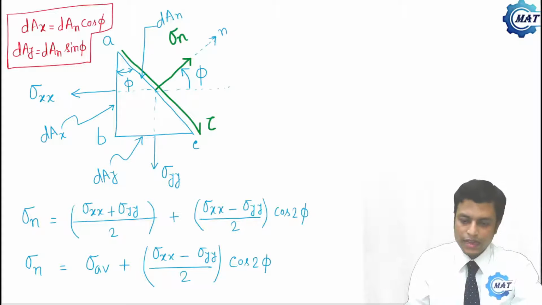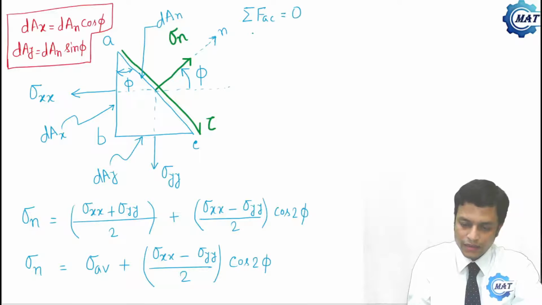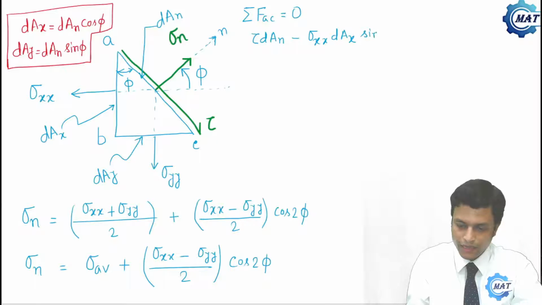Now let me calculate tau. To calculate tau, what will we apply? That is the equation of statics: forces along AC is 0. By doing that, what will we get? Tau dAN minus sigma xx dAx sin phi plus sigma yy dAy cos phi is 0.